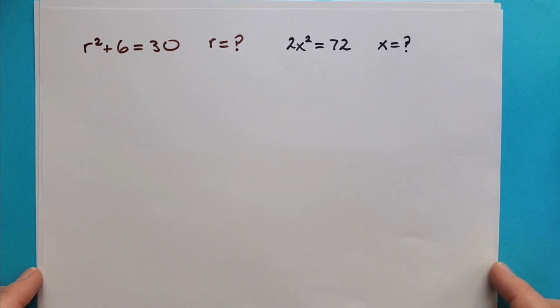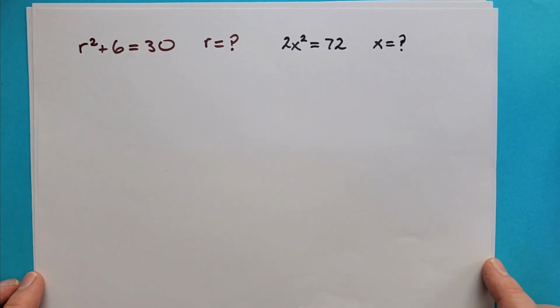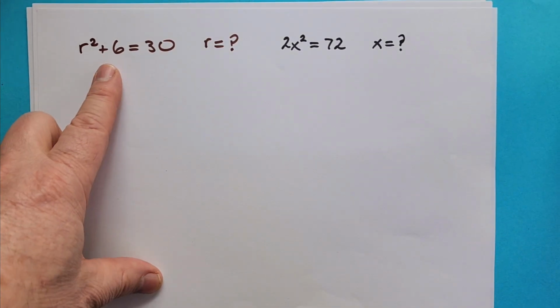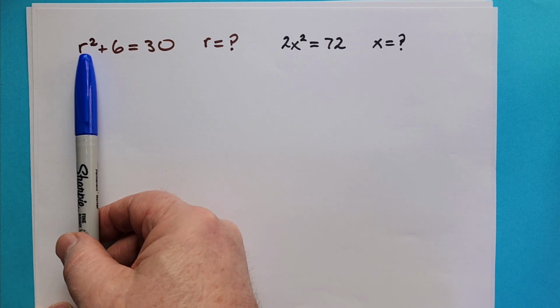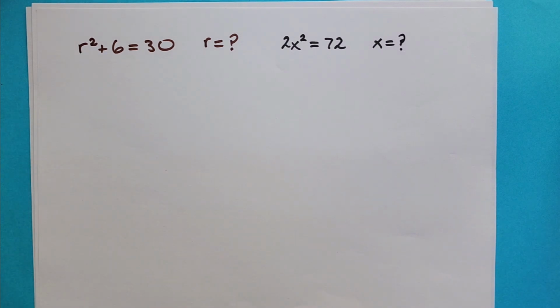So here we have two basic quadratic equations. The first one is the variable r. R squared plus 6 is equal to 30. So we're going to find the value of r. Now the exponent of 2 is indicating that we're going to probably have two roots to this equation. So when we solve this equation, we should expect two roots, or at least two roots. Sometimes you get a certain case where you only get one root, and we'll see that case in a different video. Mostly that comes up with quadratic formula.